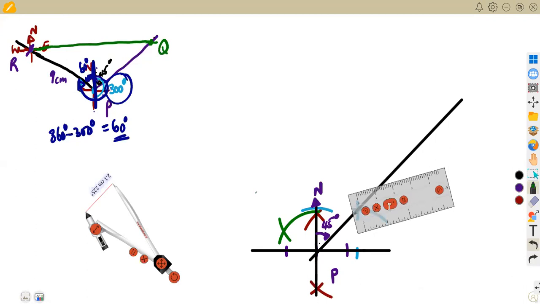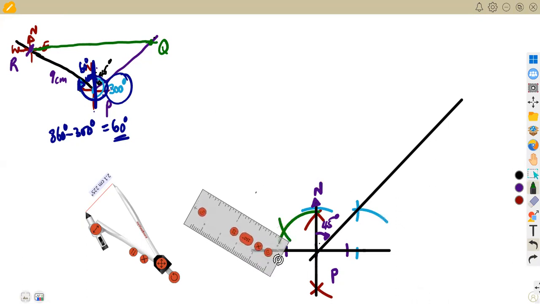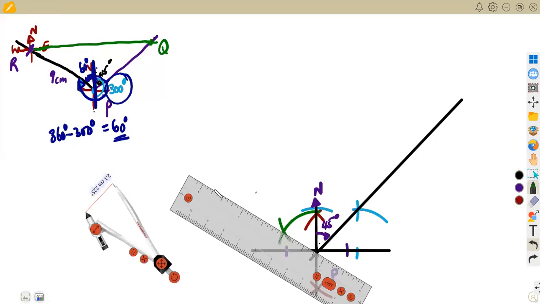Now let us try to join this one. I want something like this. So we are going to join our points or the point of intersection. So the angle that you have created here is 60 degrees, this angle that we see. So we are going to join up to this point like this.